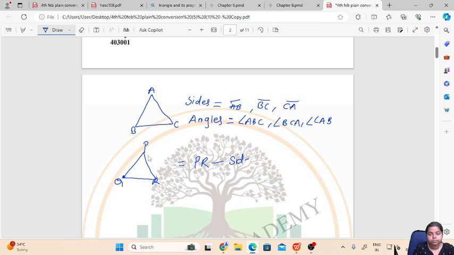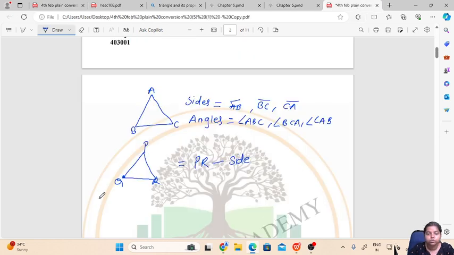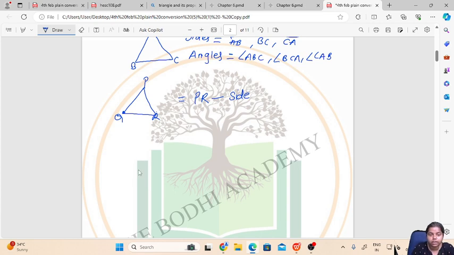In the next question they have asked the angle opposite to the side LM of triangle LMN. First we have to draw the triangle, without that we can't tell. So draw the triangle LMN. And what is the question? The angle opposite to the side LM. They have asked this side, side LM. Which angle is opposite to this side? That is angle N.